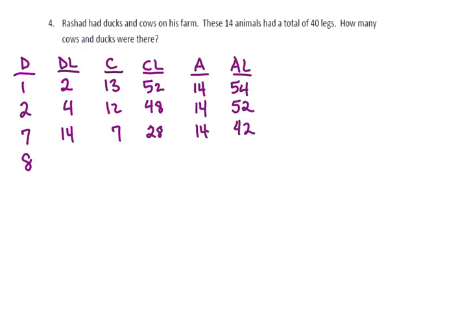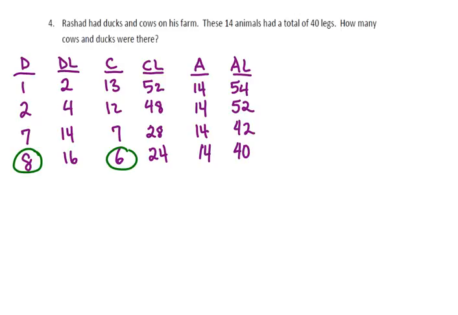8 ducks, 16 duck legs. 6 cows to make 14 total animals. 6 times 4 is 24 cow legs, for a total of 14 animals and 40 animal legs. So there were 8 ducks and 6 cows.